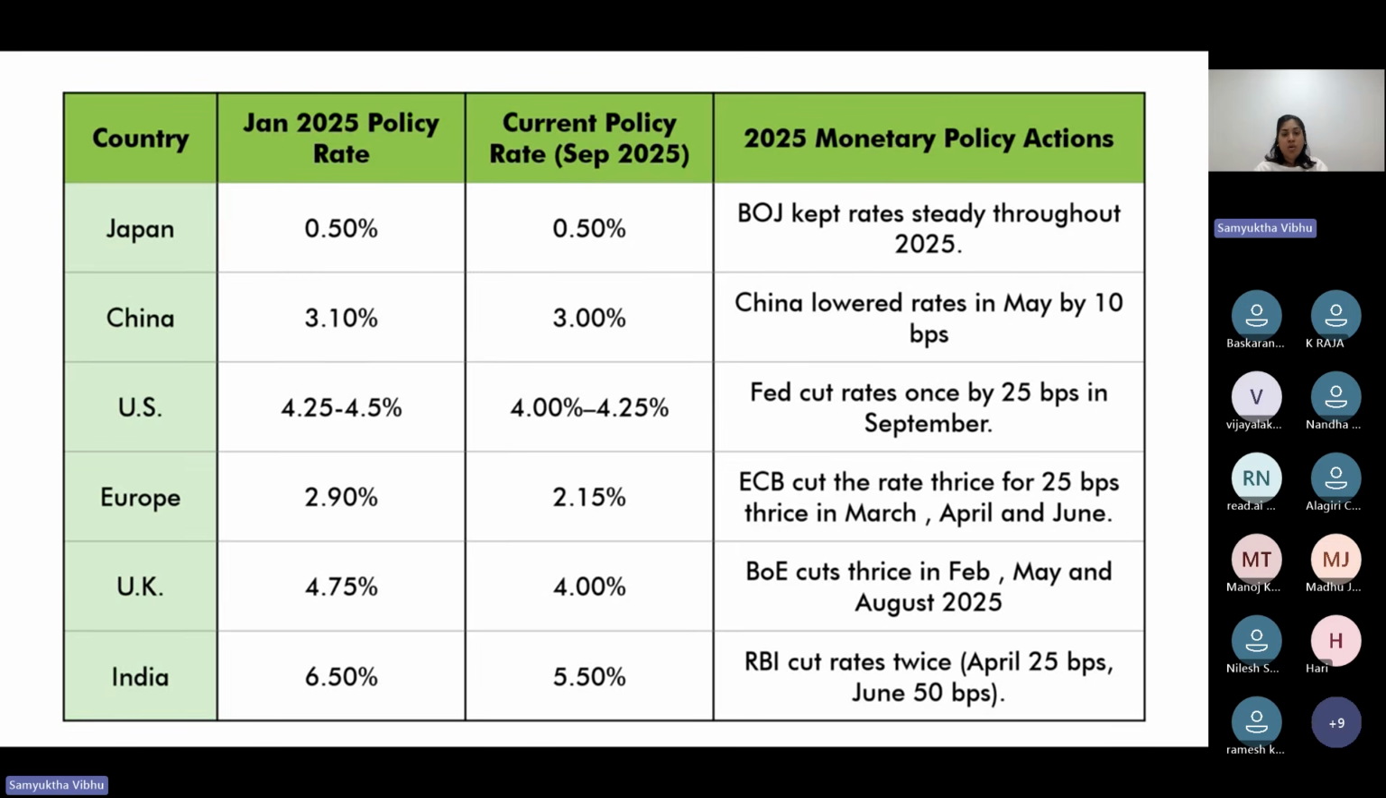India has done a 100 bps rate cut. So I think of all of the economies, India has been the most aggressive in bringing interest rates down. And we had two rate cuts, one of 0.25% in April and another of 0.5% in June, with the RBI saying that there is more scope for them to cut rates.